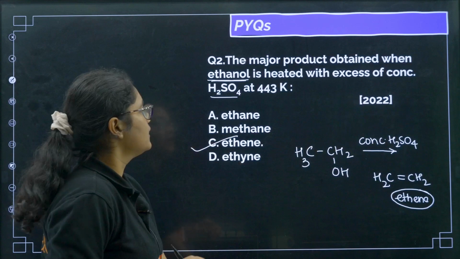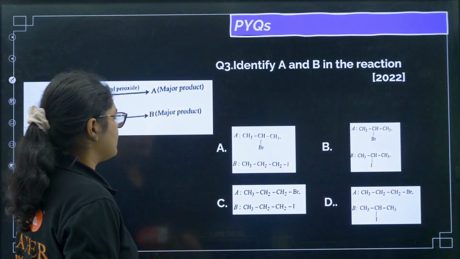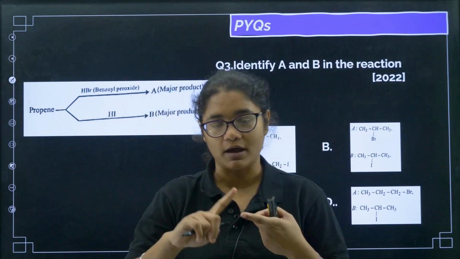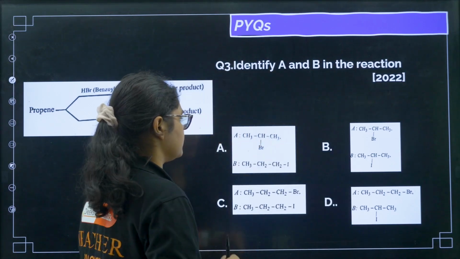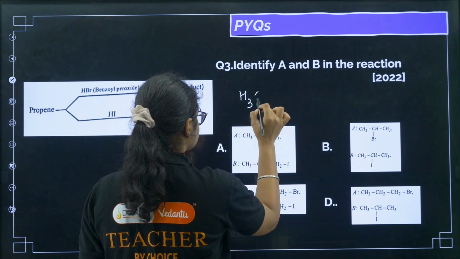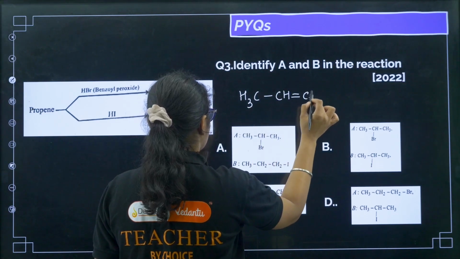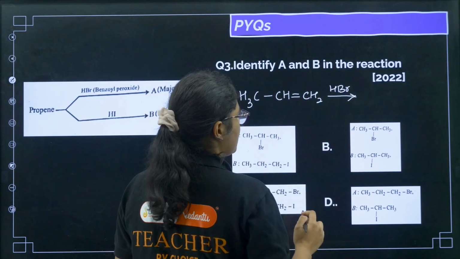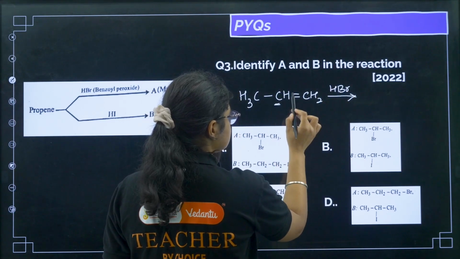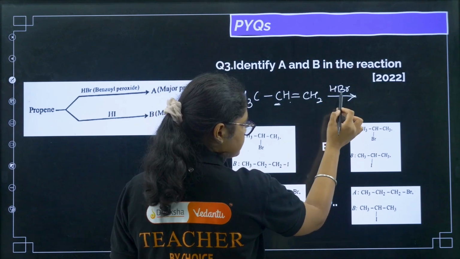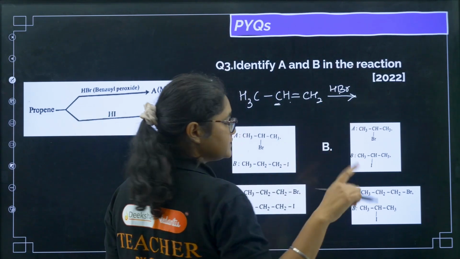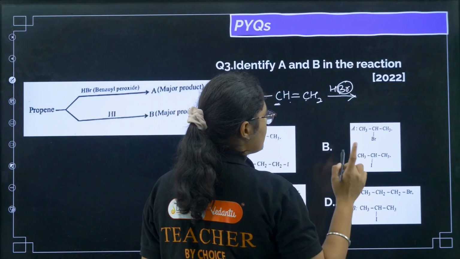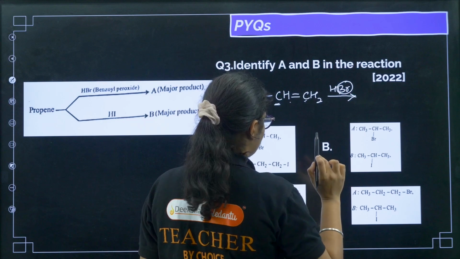Okay, clear? Next is question number 3, identify A and B in the reaction. So you have propene and HBr you are giving. This also I have told you, Markovnikov's rule and anti-Markovnikov's rule. So if I have propene like this, and I have HBr, what will happen here? First one is peroxide. So peroxide will follow anti-Markovnikov's rule. So Br will go to the carbon having more number of hydrogens. So here bromine will be attached.